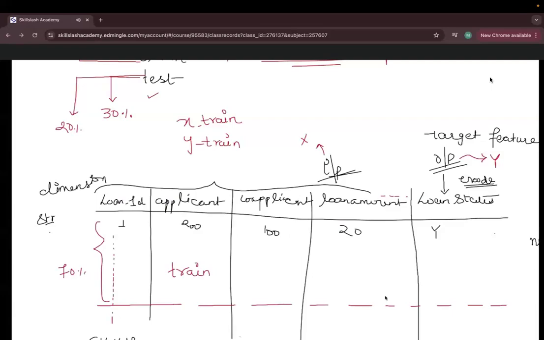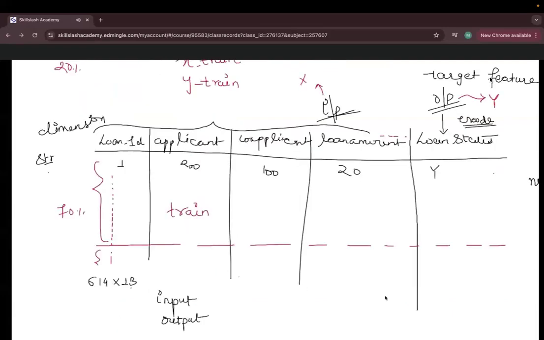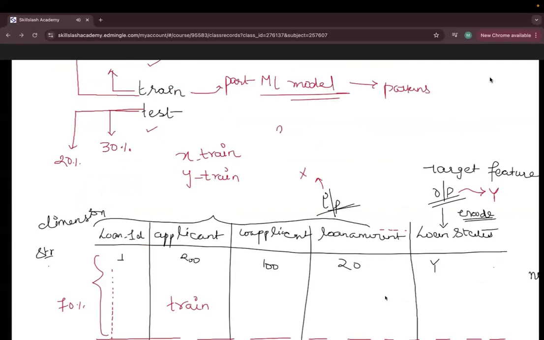Now the remaining 30% will go for the test part. Test again gets distributed into two parts, guys: the input test and the output test. Right now, your sole motive is to understand training. Test, I will let you know what its purpose is. Right now, just understand how training is getting distributed and how we are bifurcating 70.